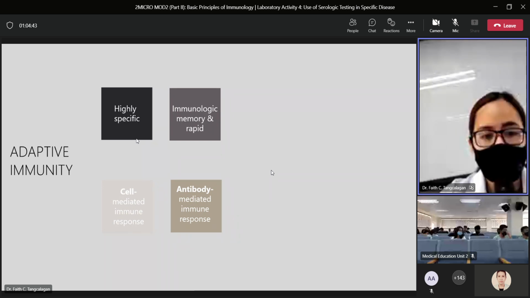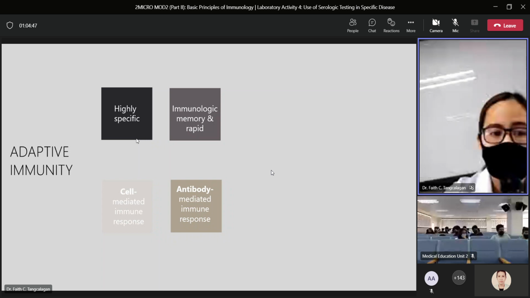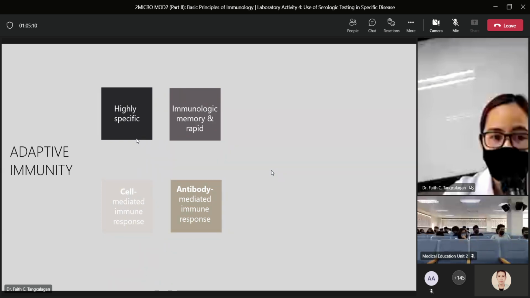Okay, so there are basically two types or two mechanisms or processes under your adaptive immune system, and these are your cell-mediated immune response and your antibody-mediated immune response. So, do you have any idea what adaptive immunity is in your own words of understanding? You can raise your hand, please.